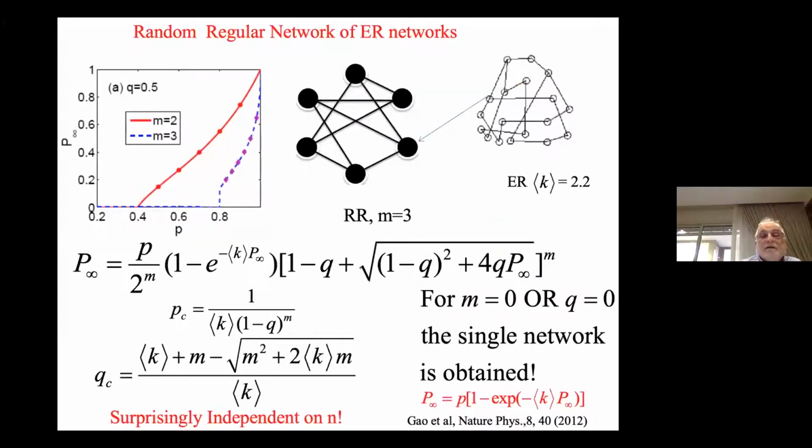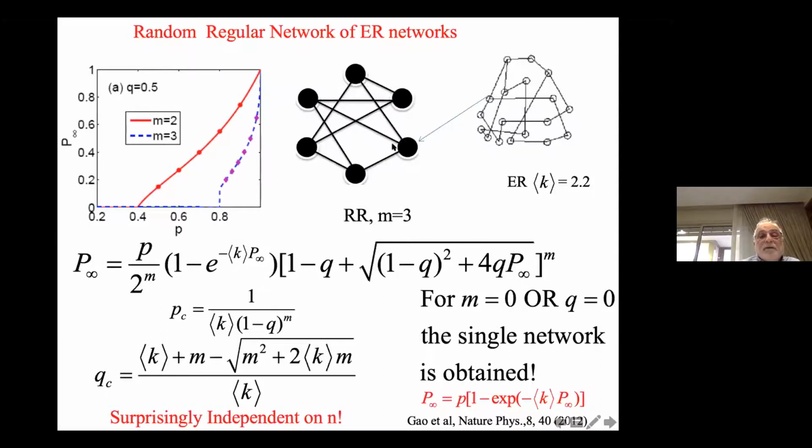Another example, I will not go into detail because I don't have much time, but let me show you another example of generalization of the network of networks. This is another example where you have 6 networks. Each one is Erdős-Rényi with a degree 2.2. This is the RR network. It means each network depends on, in this case, 3 others. And you can see here, each one depends on others.